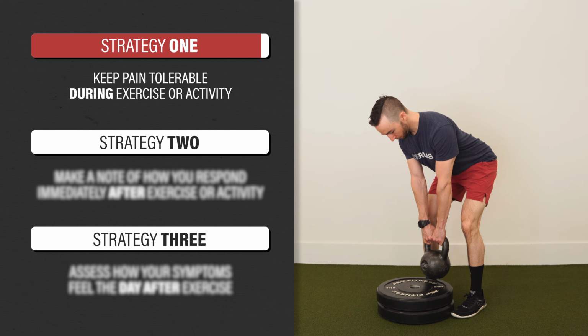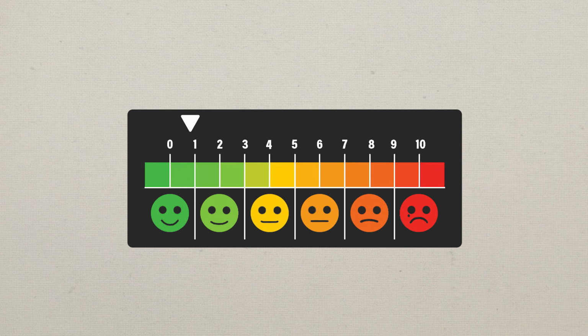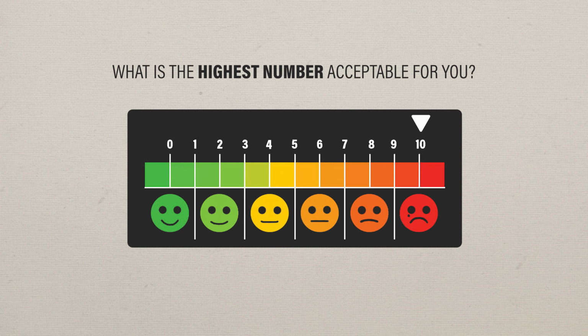1. Keep pain tolerable during exercise or activity. The easiest way to do this is rate your pain on a scale from 0 to 10. What is the highest number acceptable for you? Whether this is a 3 out of 10 or a 5 out of 10, the decision is up to you.